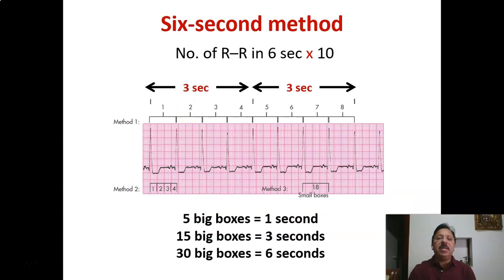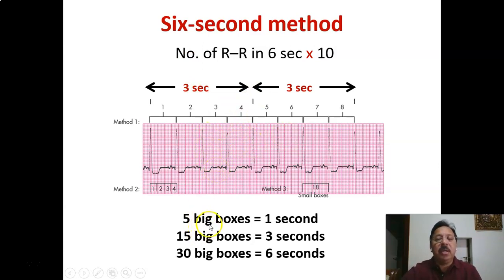The third method is a 6-second method. A 6-second method is used if the rhythm is irregular. It can also be used for the regular methods, but commonly we use this one in case of irregular rhythms like atrial fibrillation. So let's apply this method here.